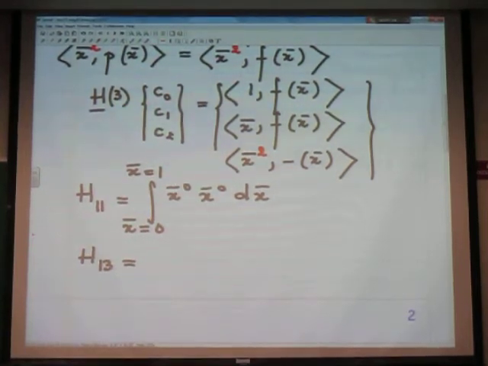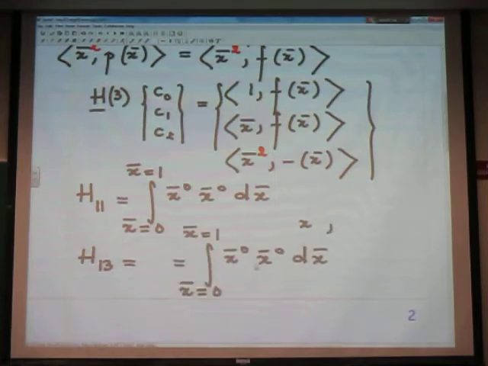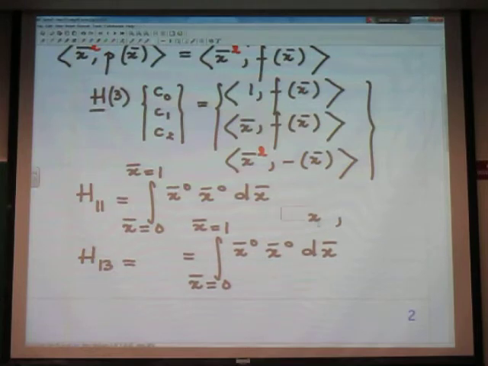So therefore, this coefficient H13 is the integral. Actually, I can do this. That would be fast. I can copy there. And all I need, so the first basis function is x bar to the power 0, and the third basis function is x bar to the power 2. Okay, that's it. Very, very systematic.